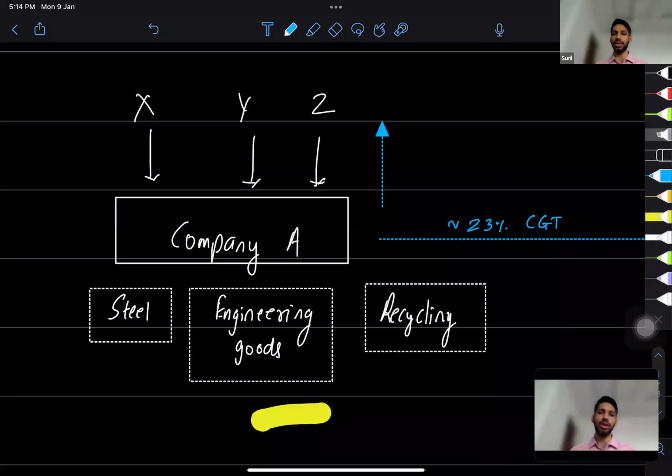Anything else? Do you think there's any other tax implication in this case? I've put in an arrow, so that's a hint for you. One is a capital gains tax. Is there anything else that will be relevant here?